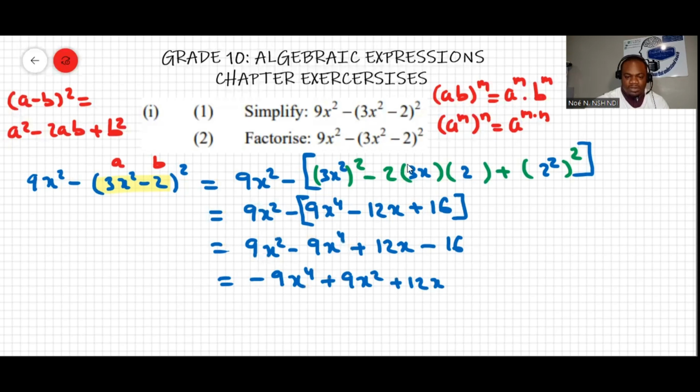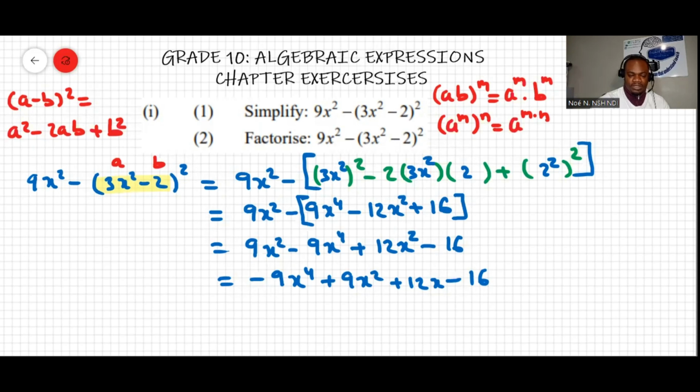Because wait, 2 times 3 is 6, 6 times 2, yes, that's correct. Minus 16. So that's the solution in this question. Hold on a second. Okay, a is 3x squared. Sorry, I forgot the power of 2 there. 3x squared. So that will be like negative 12x squared, positive 12x squared.